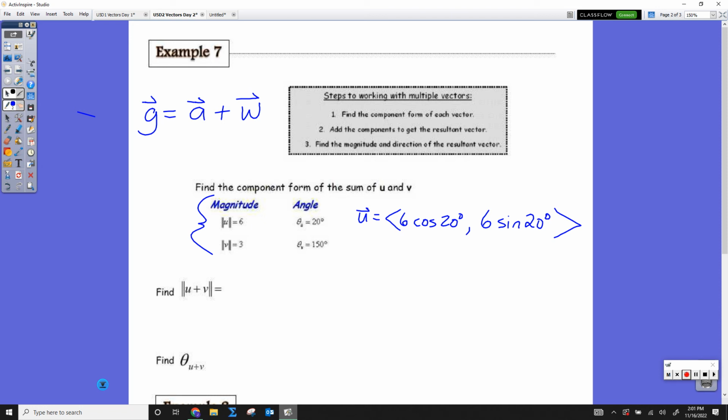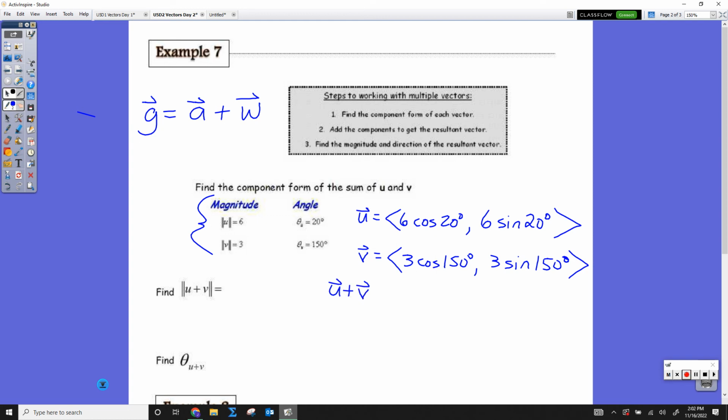Now let's do the same thing for V. So vector V would be our magnitude, which is 3, times cosine of 150, and then 3 times sine of 150 degrees. Okay, so we have our two vectors in component form. Now what we're going to do is take U and V and add them together.